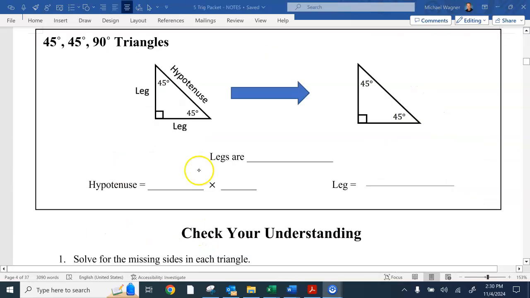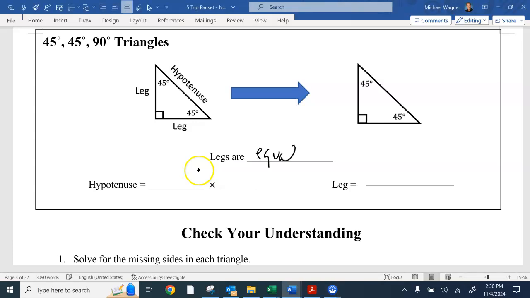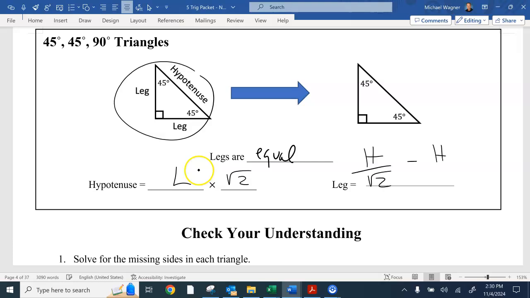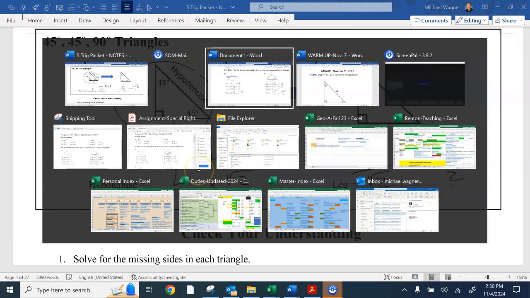Okay, quick review on this in the previous page. Remember, in a 45, 45, 90 triangle the legs are equal, and the hypotenuse is equal to a leg times root 2. And the leg is equal to the hypotenuse divided by root 2, which is the same as hypotenuse root 2 over 2. So we're going to use that on these questions right here.